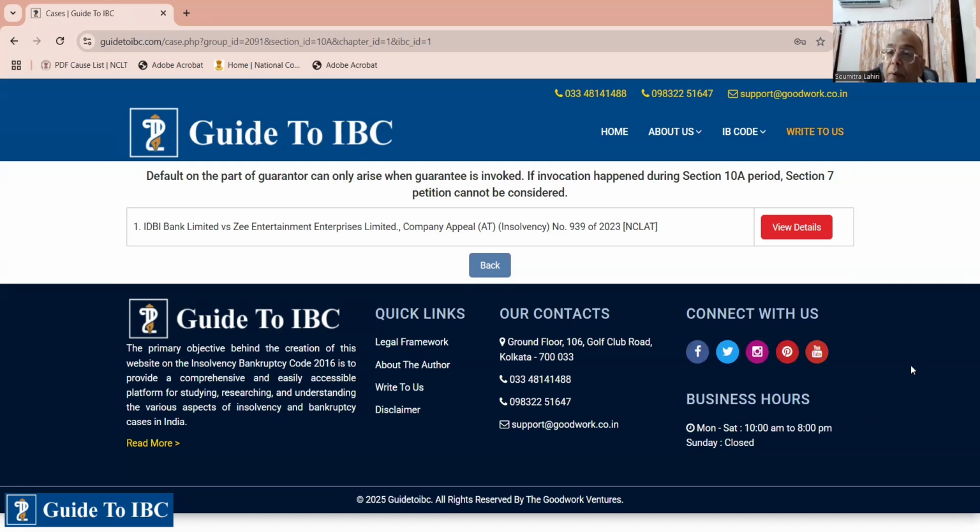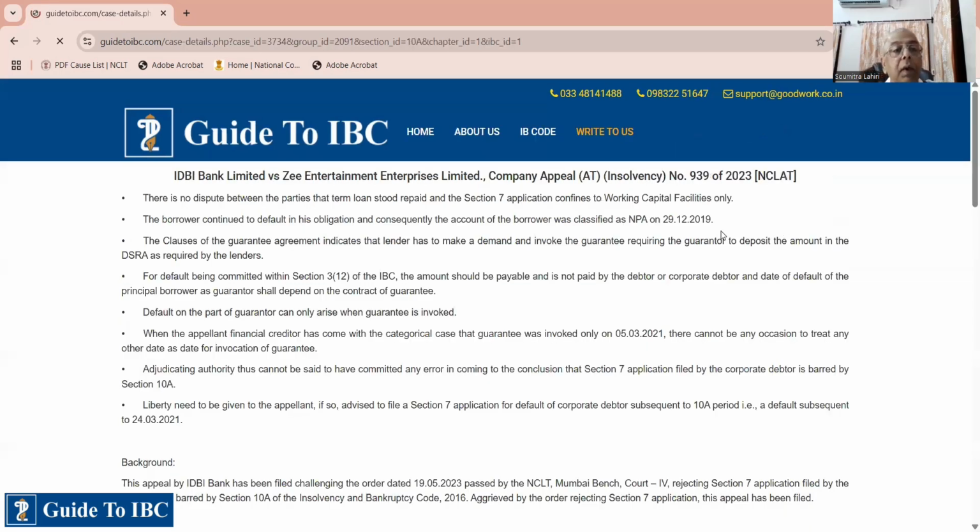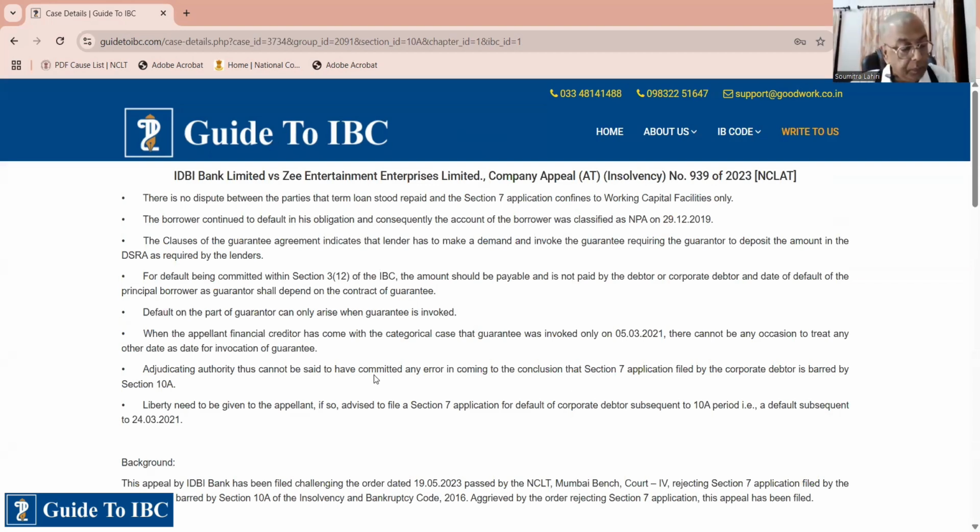Now, if the invocation happened during the COVID period, this is a case, IDBI Bank Limited versus Re Entertainment Enterprises Limited. This is a case of number 939 of 2023. Now, the period from 15/3/2020 to 28/2/2022 stands excluded for the purposes of limitation, which we all know as per the suo motu order of the Honorable Supreme Court.